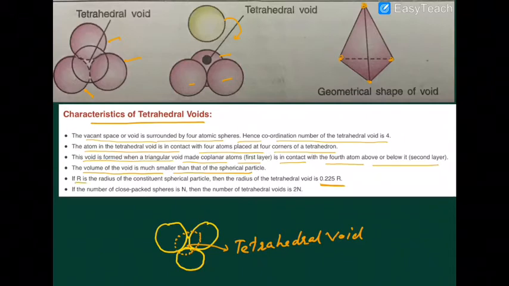So if capital R is the radius of the constituent spherical particle, then the radius of the void, given by small r, is given by this. So you can say that small r is 0.225 times the capital R. Small r represents the radius of the void, while capital R represents the radius of the spheres, or atoms, surrounding the void. If the number of close packed spheres is n, then the number of tetrahedral voids is 2n. So these are the various characteristics of the tetrahedral void. Make sure you keep all these things in your mind.